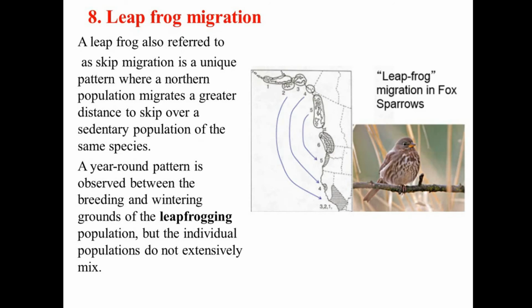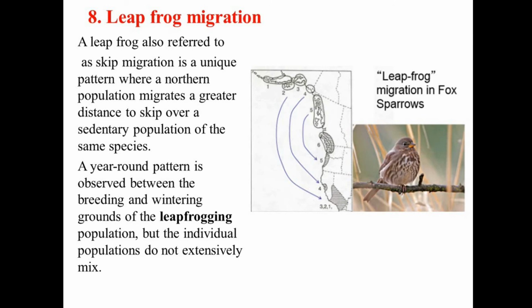Eighth one is the leapfrog migration, also referred to as skip migration, and it is a unique one. In this pattern, the northern population migrates a greater distance to skip over the sedentary population of the same species. That means the distance is actually greater if the bird travels straight, even though it looks like taking a round in this diagram.